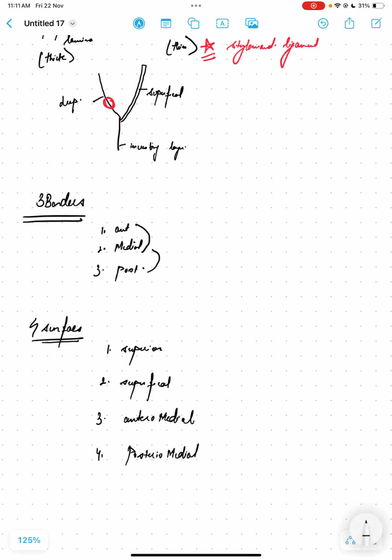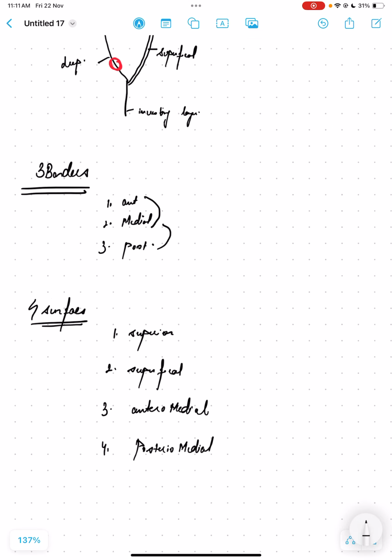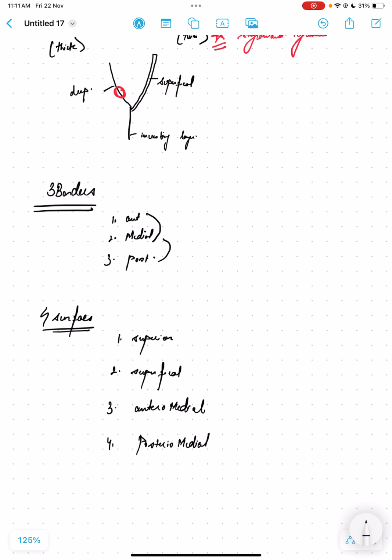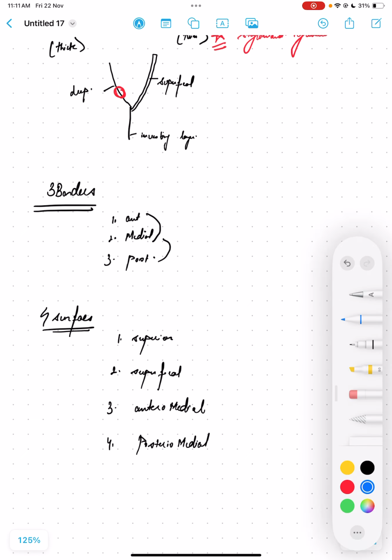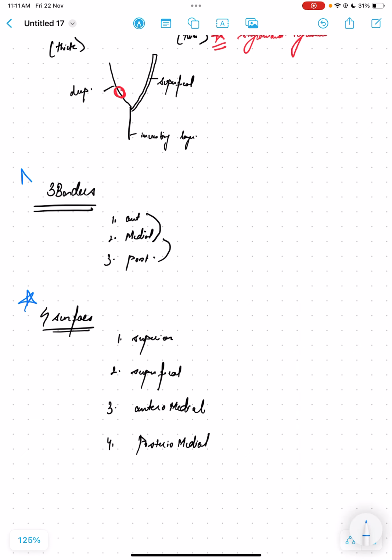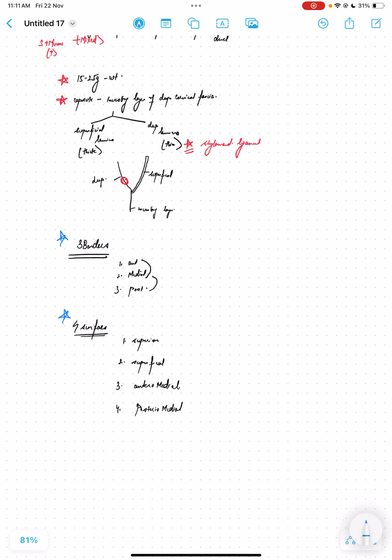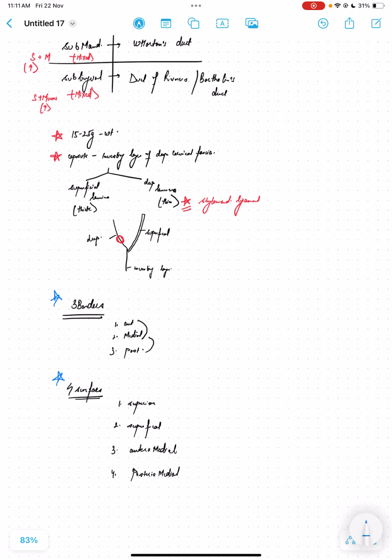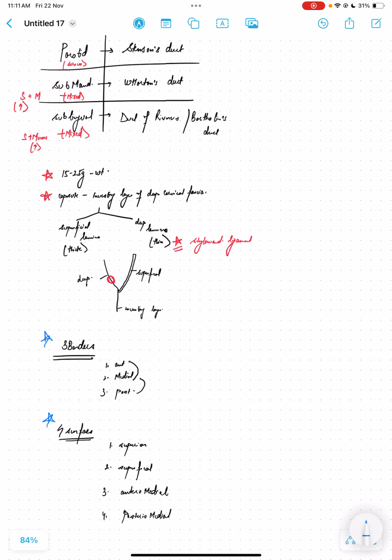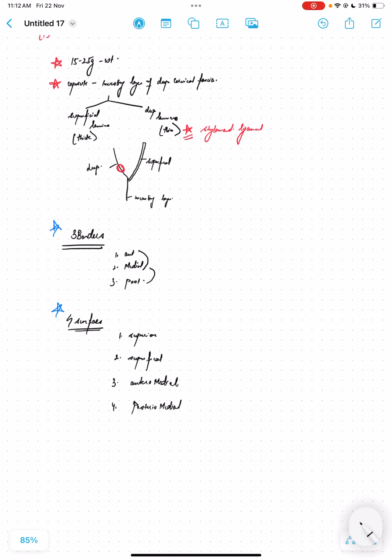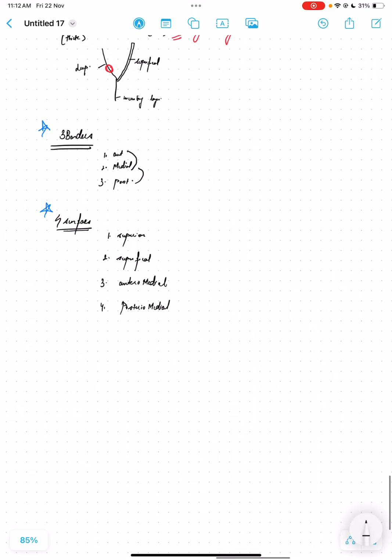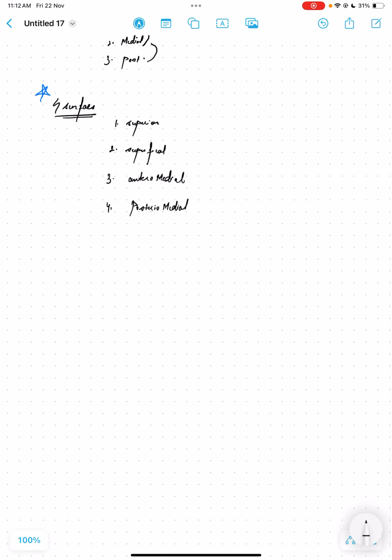For a brief description, you have to study the parotid gland from BD Chaurasia. But when it comes to small things, like for 5 marks, or if you want to get some knowledge, you can watch this first and then study your BD Chaurasia for better understanding. Then we will study what the contents of the parotid gland are.